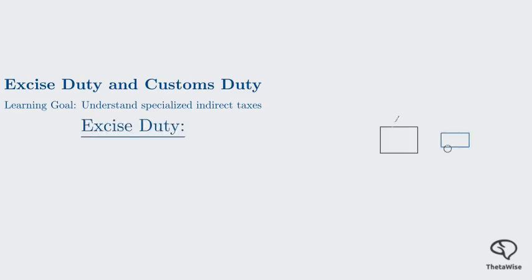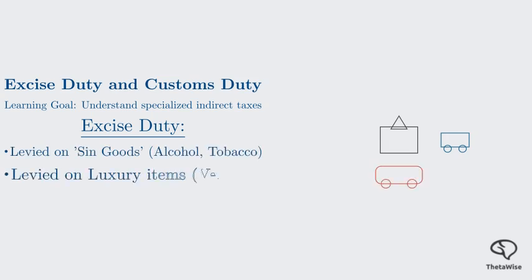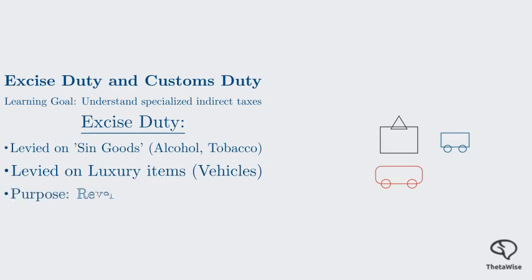Beyond VAT, Nepal utilizes excise duty and customs duty to regulate the economy and discourage the consumption of specific goods. Excise duty is an additional tax applied to goods manufactured within the country or imported. It is heavily applied to items like cigarettes and liquor to discourage their use, often called sin taxes. It is also applied to luxury vehicles, which is why cars in Nepal are significantly more expensive than in many other countries. The primary purpose is to generate revenue and protect public health.